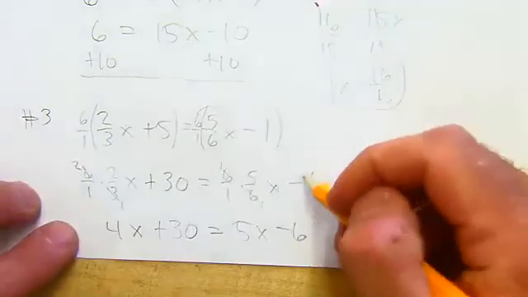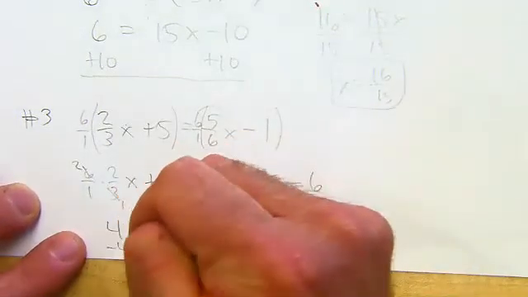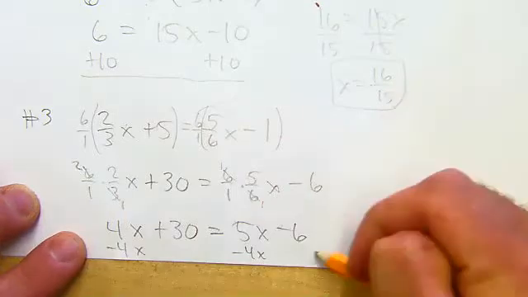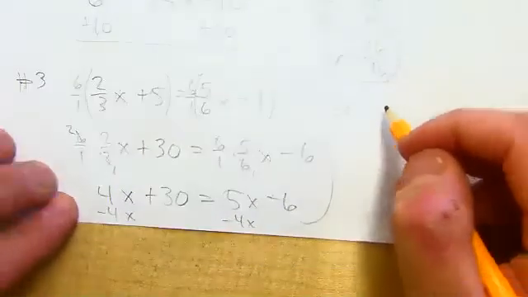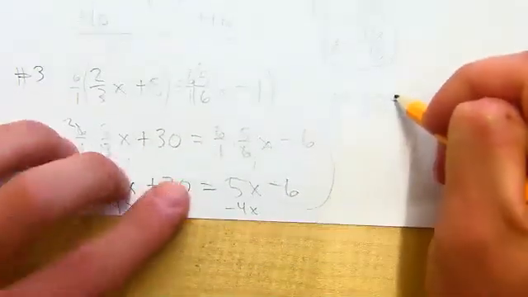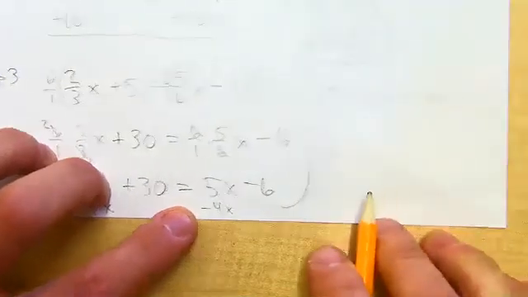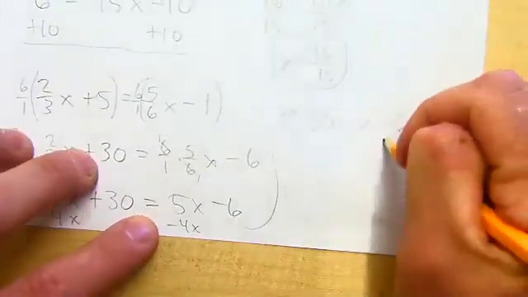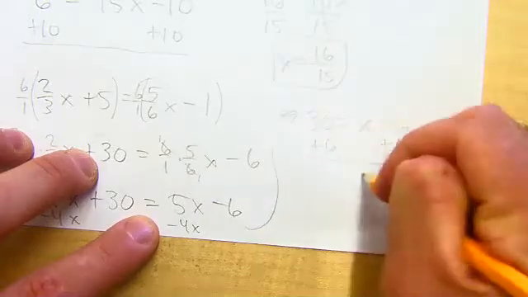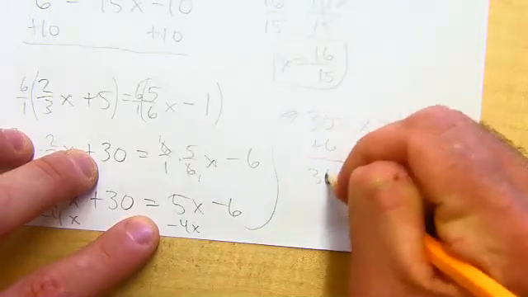Okay, so now we can solve this out. I'm just going to subtract 4x on each side. Go up here. So we got 30 equals 5x minus 4x, which is x, minus 6. And that's 6. And so x equals 36.